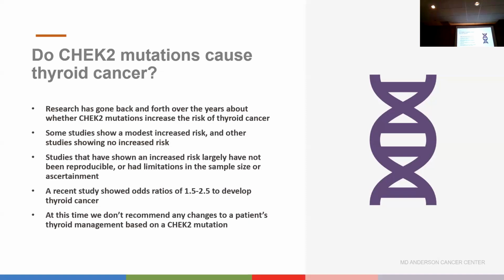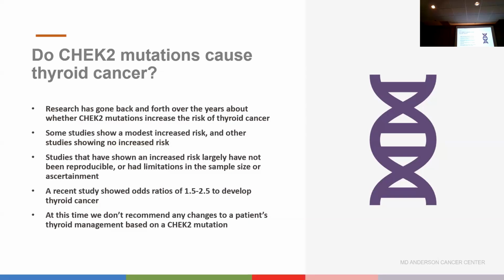One gene name that you may have come across if you have looked online about hereditary thyroid cancer risks is a gene called CHEK2. About 1% of the population is thought to have a genetic difference in this gene. So in the world of genetics, that's fairly common. We know that genetic differences in this gene cause an increased risk of breast cancer in women, but research has gone back and forth over the years as to whether or not people with this genetic difference do have an increased risk of thyroid cancer.